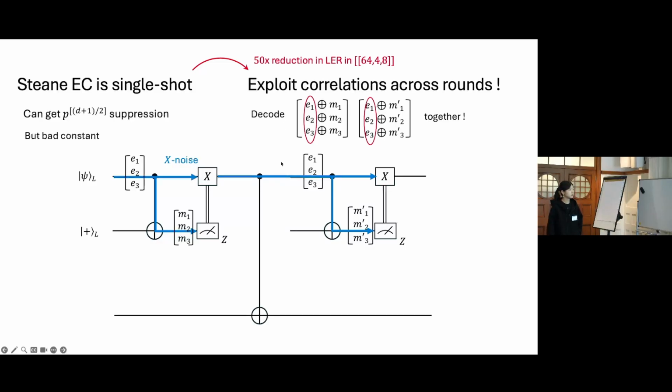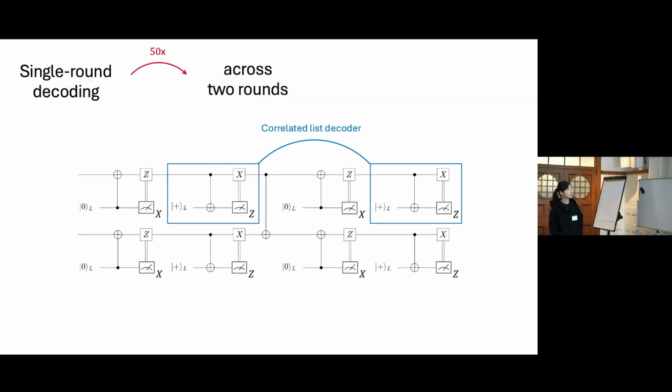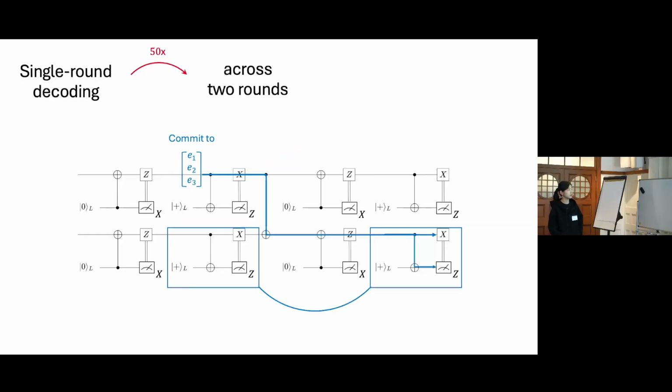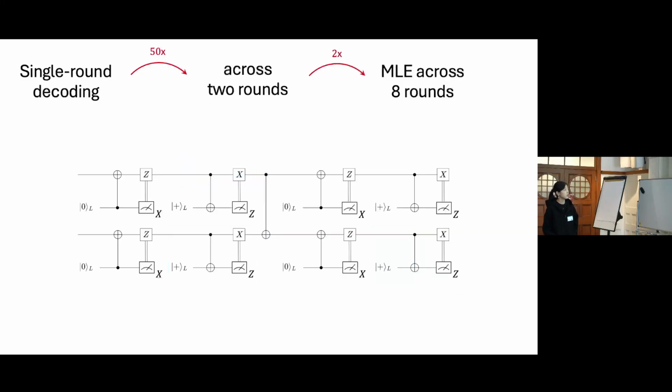And you can similarly do things across gates. So for example, here you can decode it like this, and then commit to this error, propagate it through, and then decode this using correlated decoding. And then this is actually another interesting fact we discovered. We also consider MLE across this whole window. So the MLE can look at the whole 8 rounds of stinging error correction. But then we find out it only gives us a 2 times performance boost compared to decoding across 2 rounds.